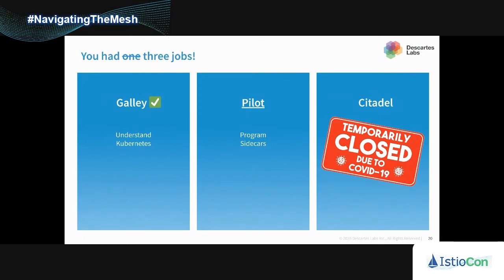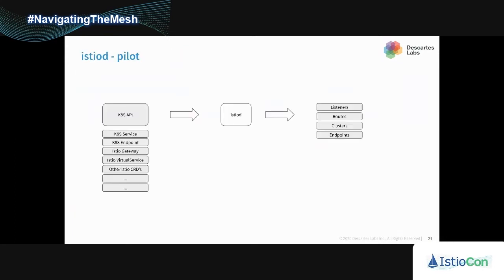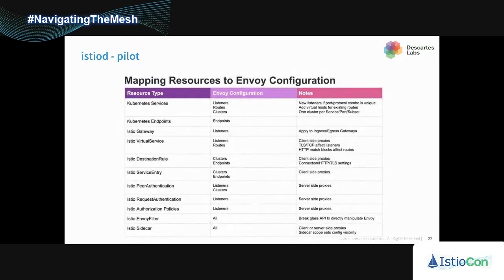Okay, so that's Galley, talking to Kubernetes, reading from Kubernetes, understanding Kubernetes. We'll talk a little bit about Pilot. Pilot takes the services discovered by Galley, and so that's where it maintains this state of the world. And then it takes that information and uses it to program Envoy.